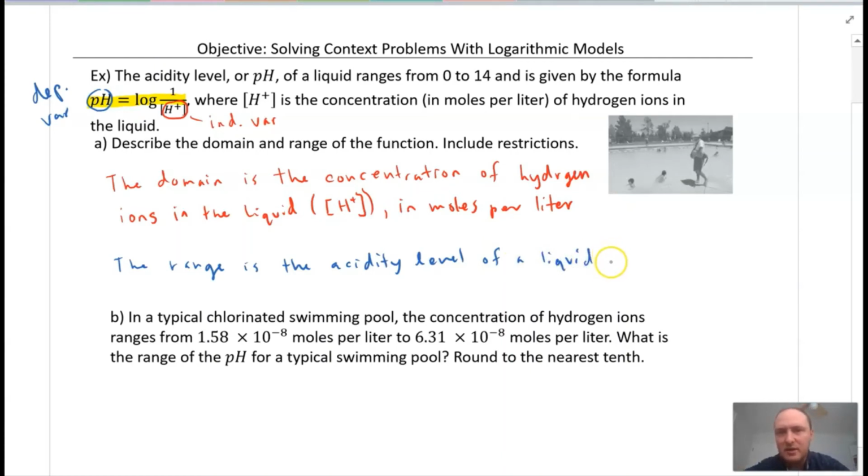Acidity level of a liquid, and this is pH, the pH level. And the restrictions, they tell us here, from 0 to 14.